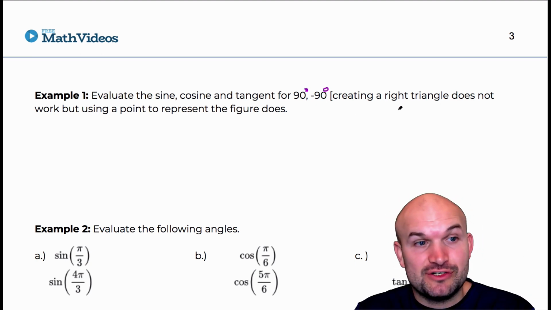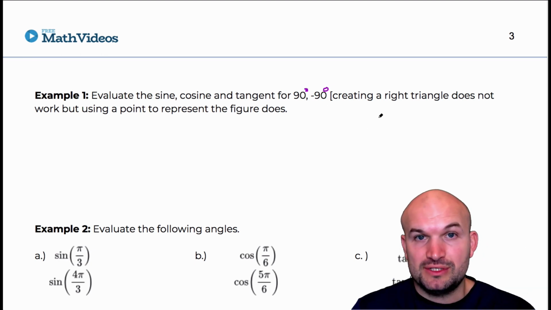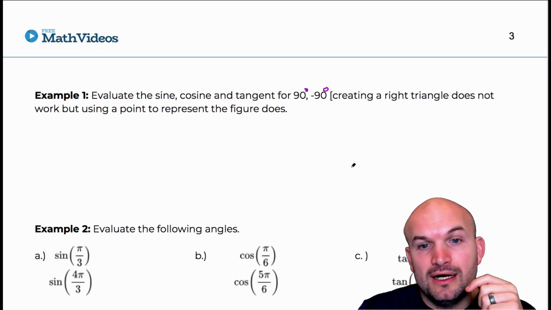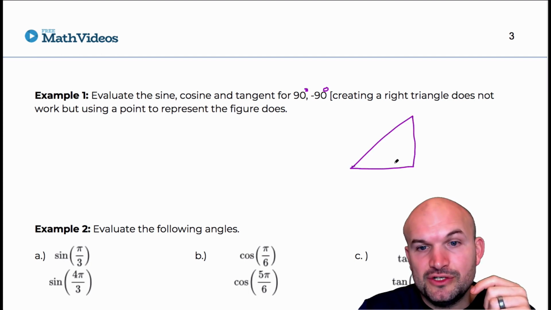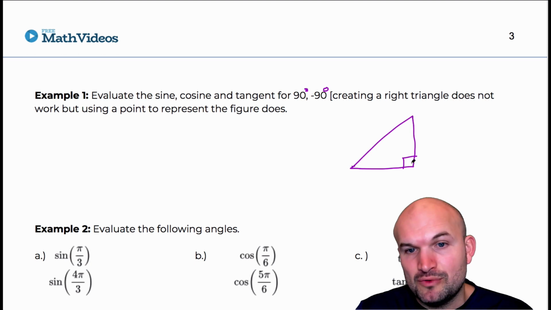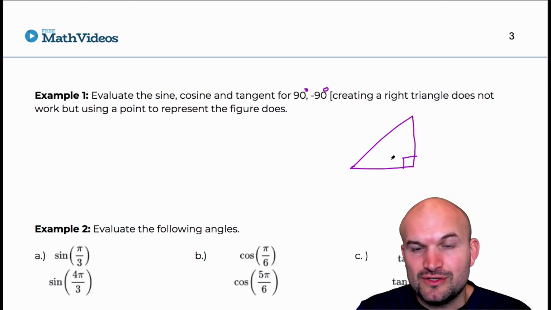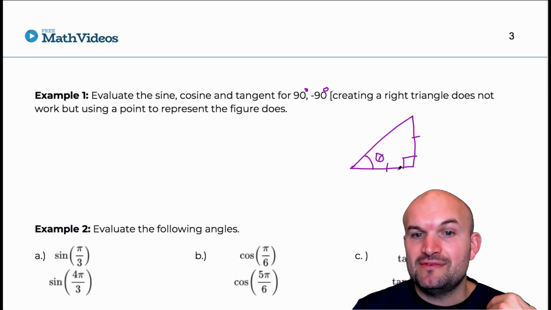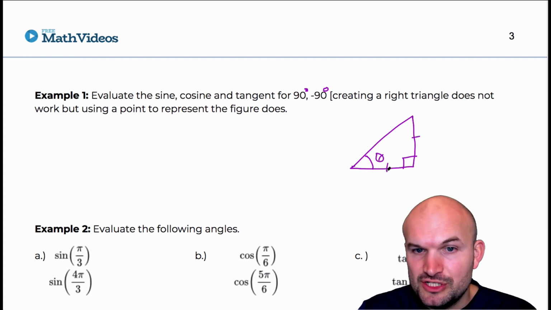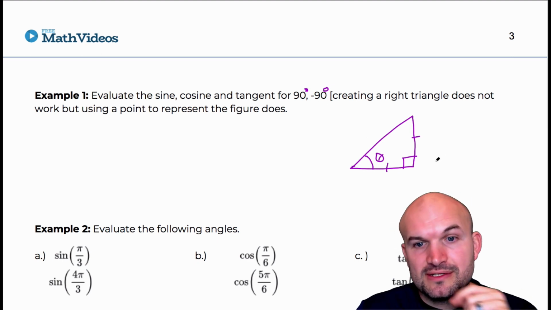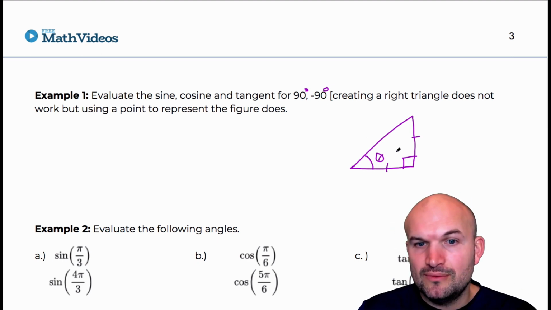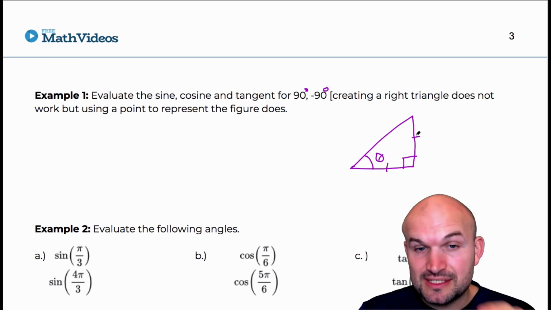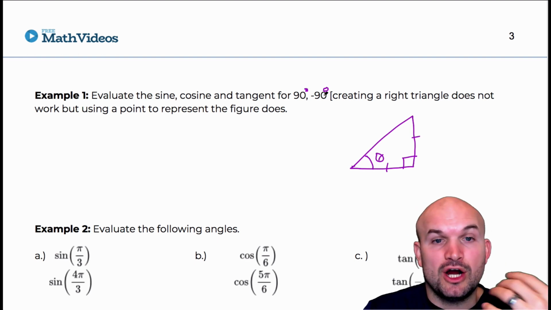Now, the important thing is that creating a right triangle is not going to work here. Previously, with the unit circle, we looked at special right triangles, like a 45-45-90 degree triangle or a 30-60-90 triangle. But when we're talking about the 90 degree angle, we don't have the adjacent or the opposite sides anymore, right? If we had just an angle here, like a 45-45-90 triangle, we have the hypotenuse, opposite, and adjacent, and we can figure out those comparisons. But when we're looking at the 90 degree angle, we have the hypotenuse, but we don't really have an opposite and adjacent.